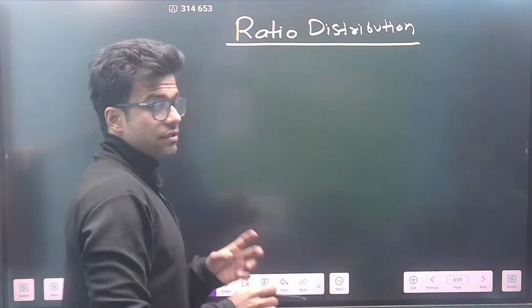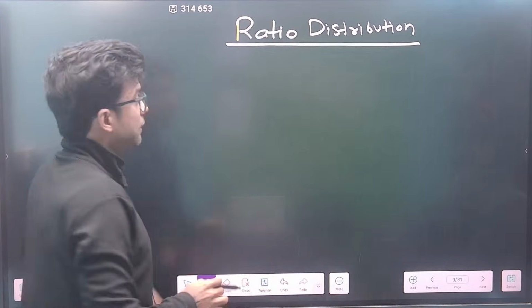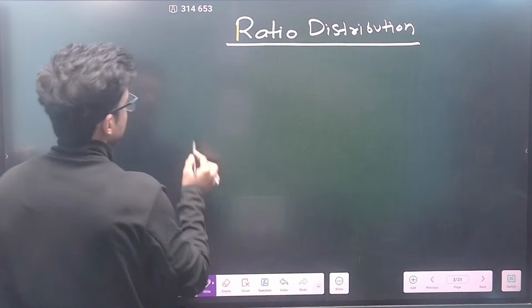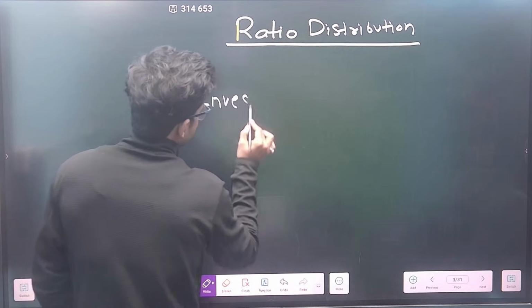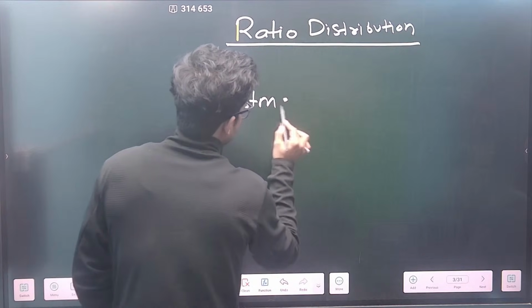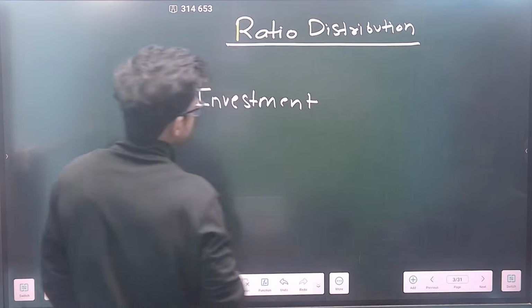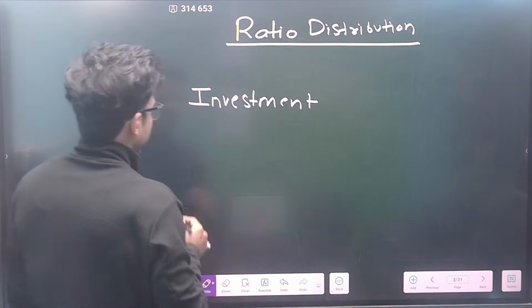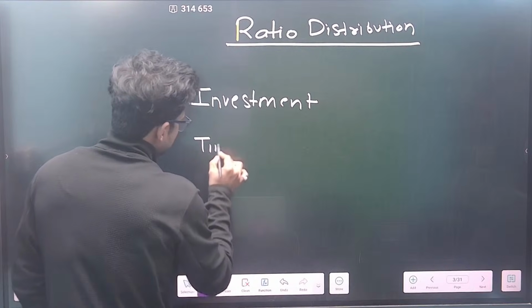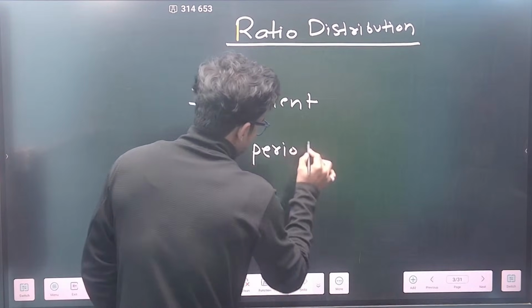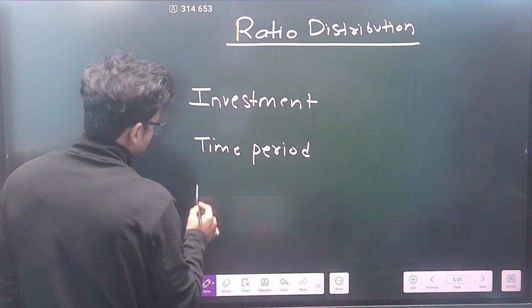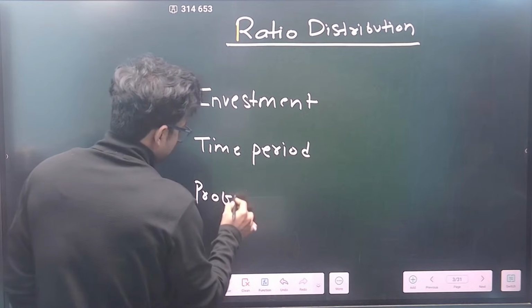But this chapter involves two or three things. First is investment. Then we have a time period. And the second is profit sharing.